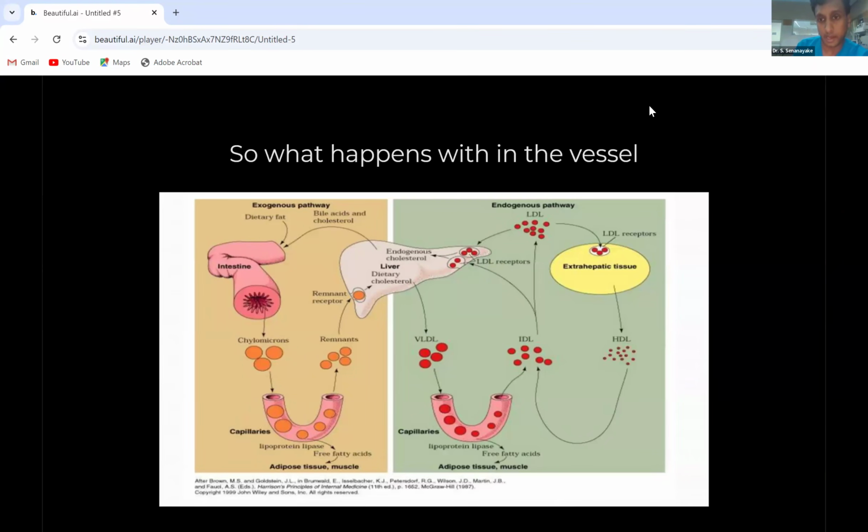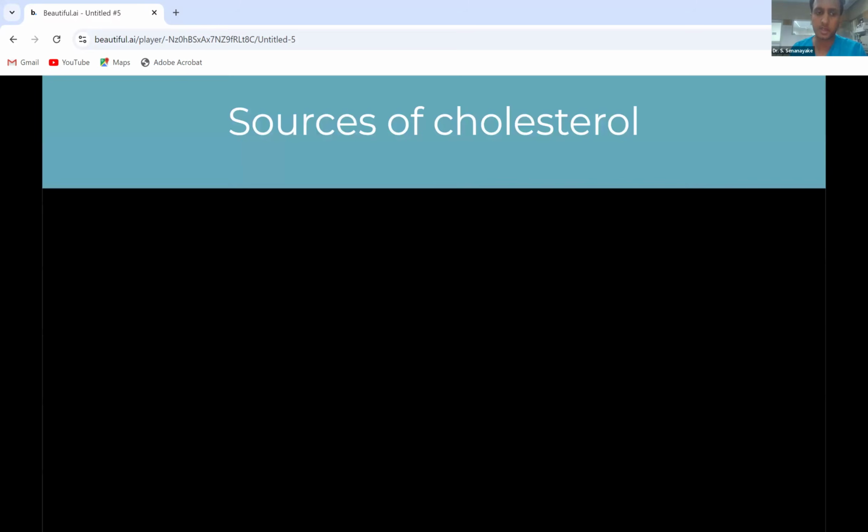The extrahepatic tissues do have LDL receptors. The main function of HDL is to bring the cholesterol particles back to the liver. That is why it is called the good cholesterol. Whatever is deposited in your peripheral tissues is brought back through HDL to the liver. So this is what I described, the pathway that we come across.